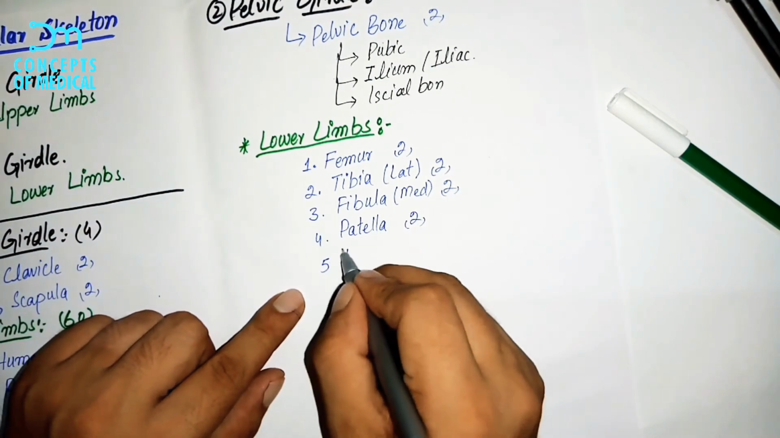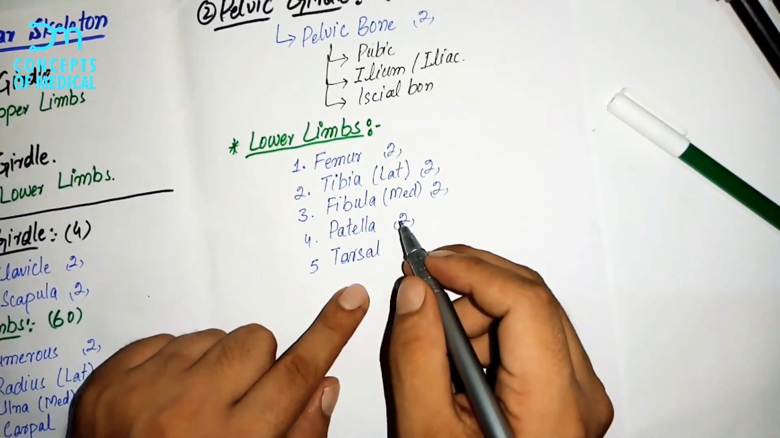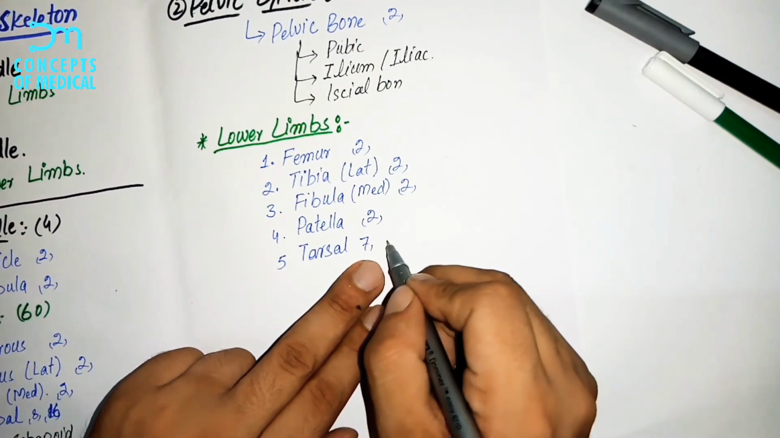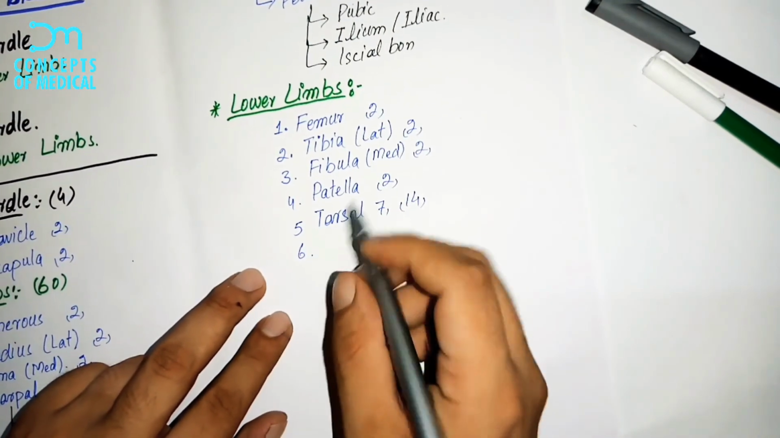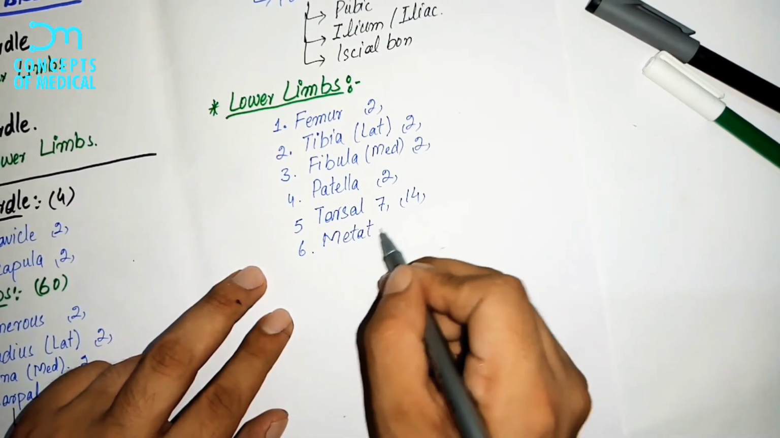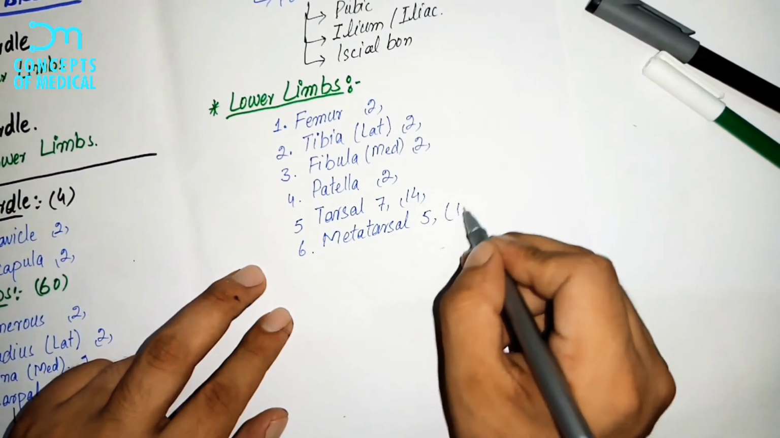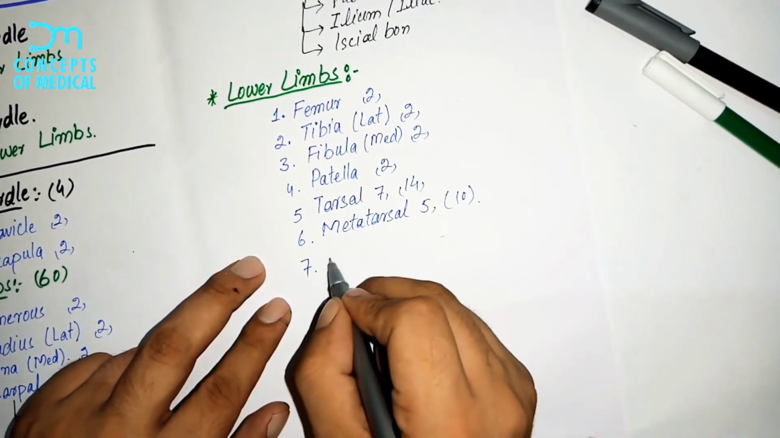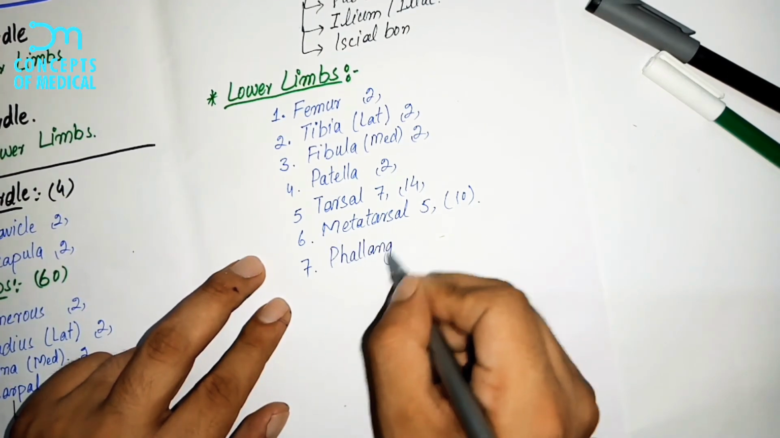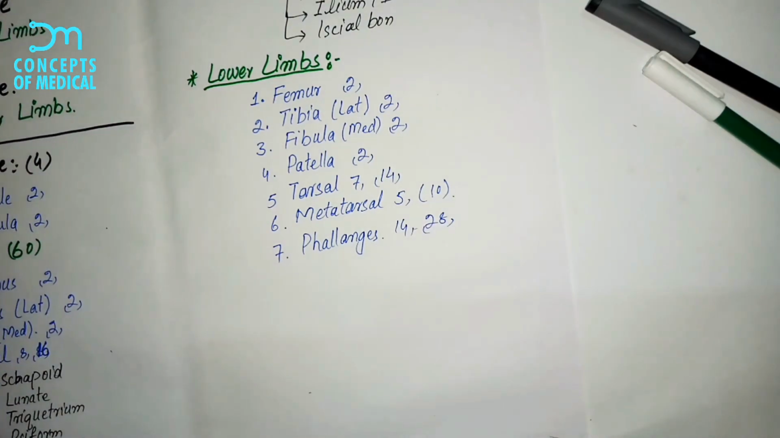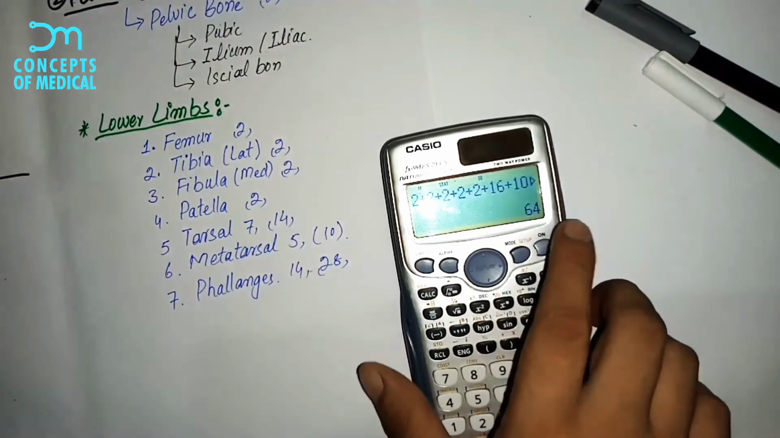And next we have the tarsals. Carpals we have 8 in number for one hand, but tarsals we have 7 in number for one foot, and 14 in number for both feet, right? And next we have the metatarsals. Metatarsals are 5 for one foot, but 10 for both feet. And the last one we have is the phalanges. Phalanges are 14 for one foot and 28 for both feet, right? So I'll add them here again.